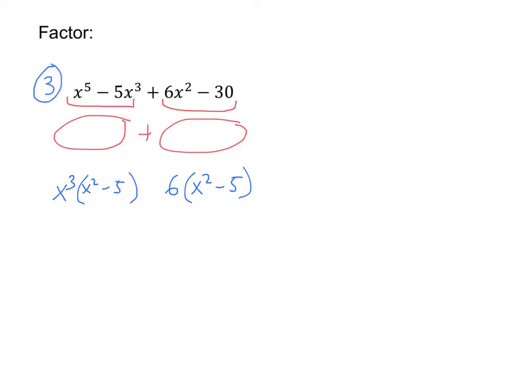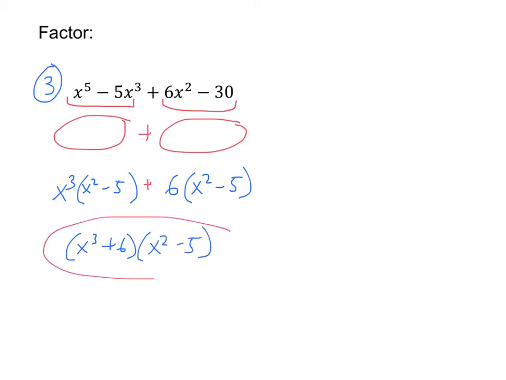So what I have is this first part here, x cubed times x squared minus 5 plus 6 times x squared minus 5. And at this point, this problem should look familiar. Think about it. We have x cubed groups of x squared minus 5 plus 6 more groups of x squared minus 5. So we have a total then of x cubed plus 6 groups of x squared minus 5. And now we have our polynomial factored. We have it rewritten as a multiplication problem.